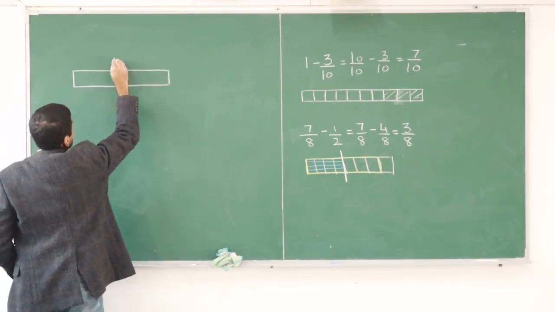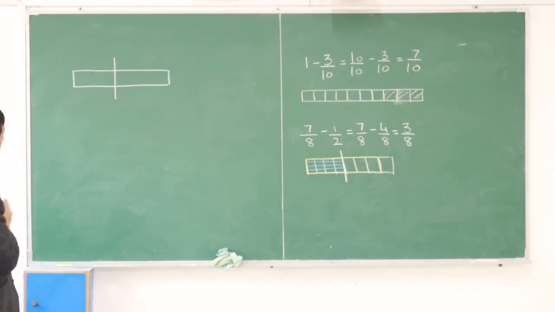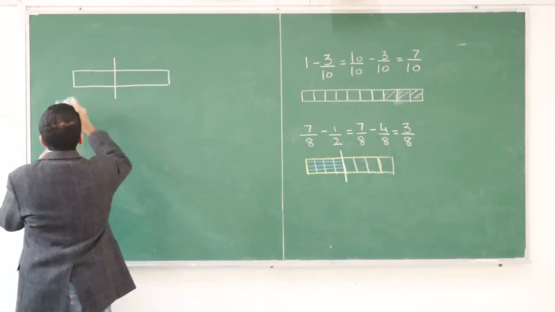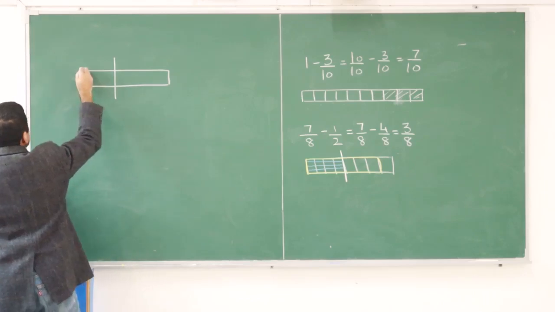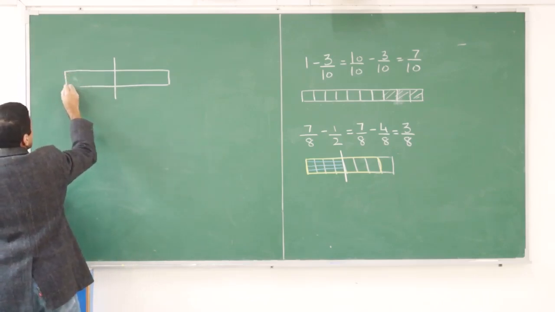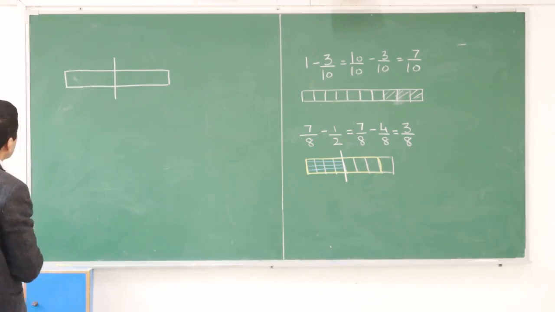So here's a half. This is a half, right? That doesn't look like a half. It looks a bit skewed to the right. Okay, so this may look a bit more like a half. Okay, so now I have a half.